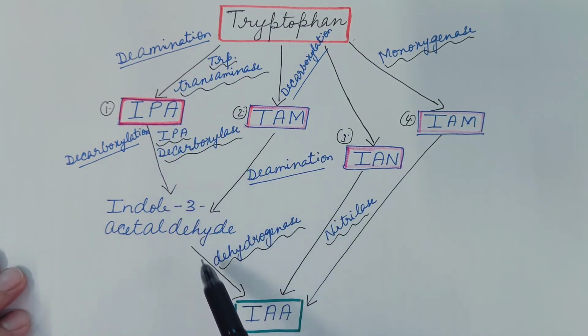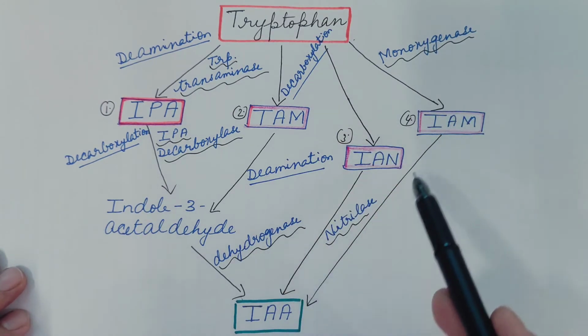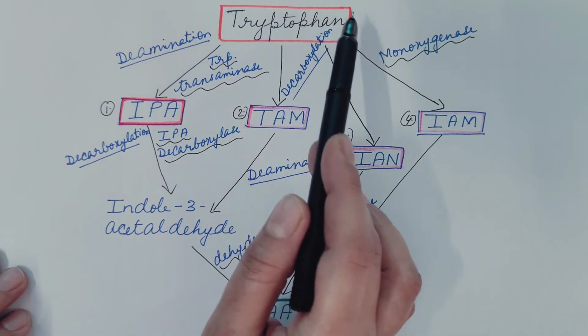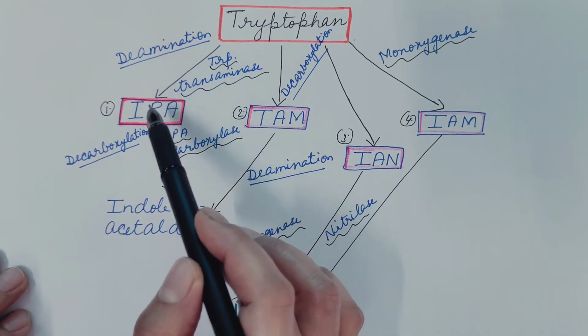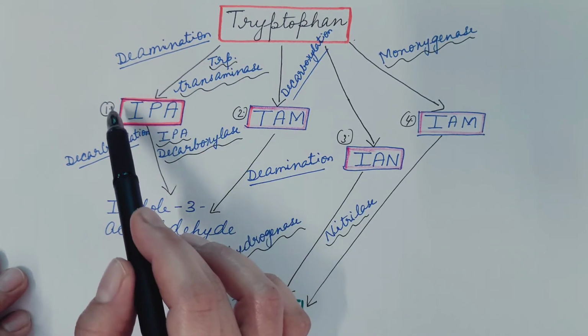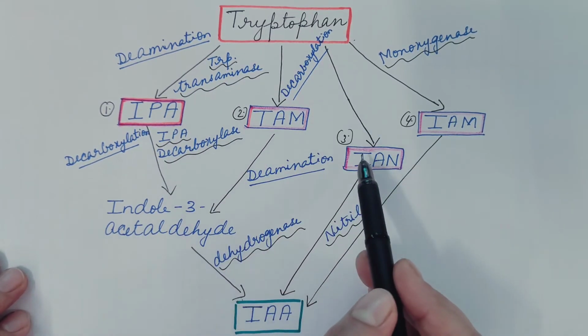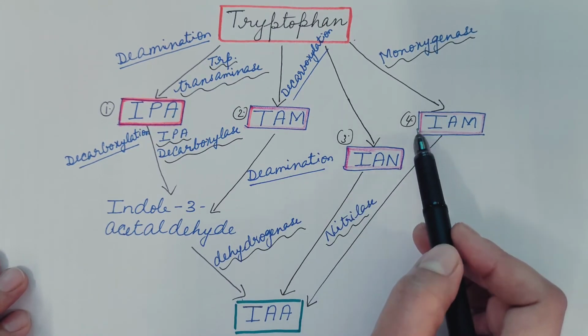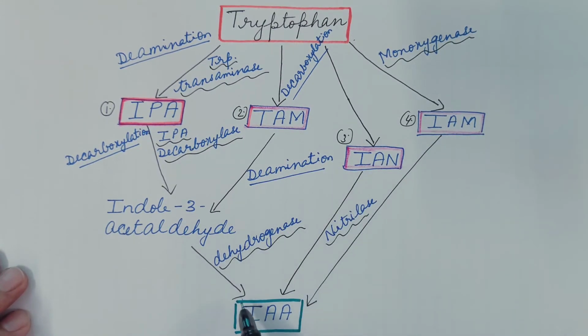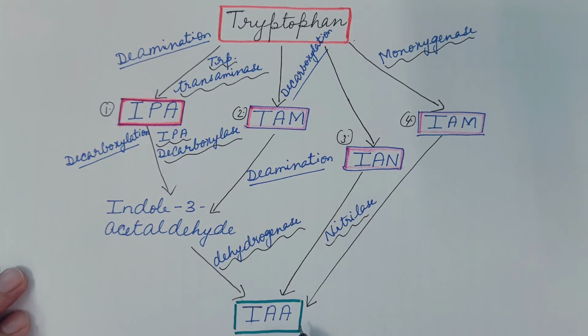We can show all these pathways briefly here. This is the first pathway, this is the second pathway, this is the third pathway, and this is the fourth pathway. All start with tryptophan. In the first pathway, the first intermediate is IPA. Here the first intermediate is TAM. Here it is IAN, and in the fourth it is IAM. And the product obtained through all the pathways is IAA, indole 3-acetic acid, which is naturally occurring auxin.